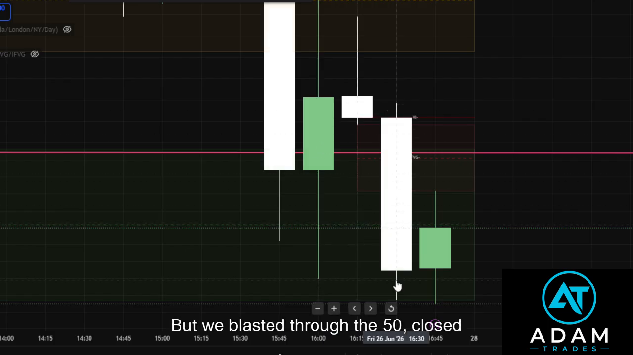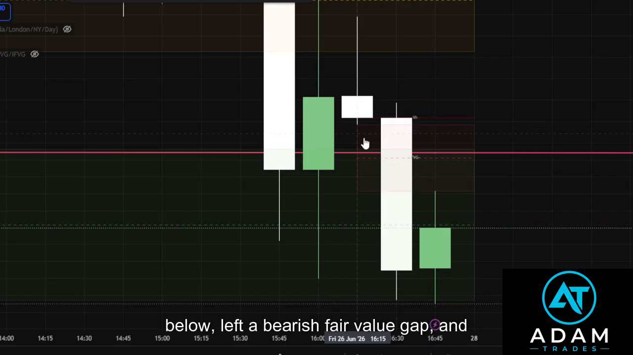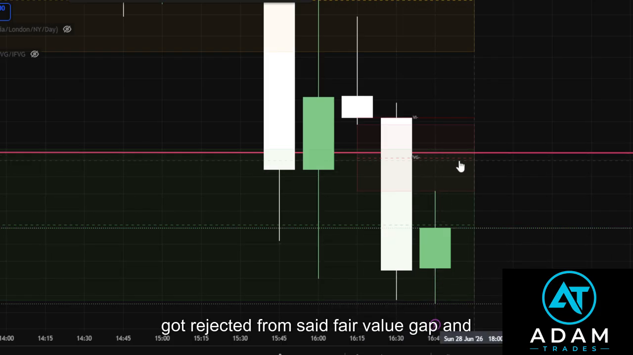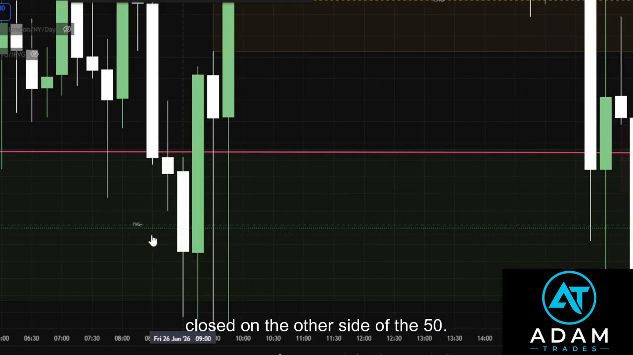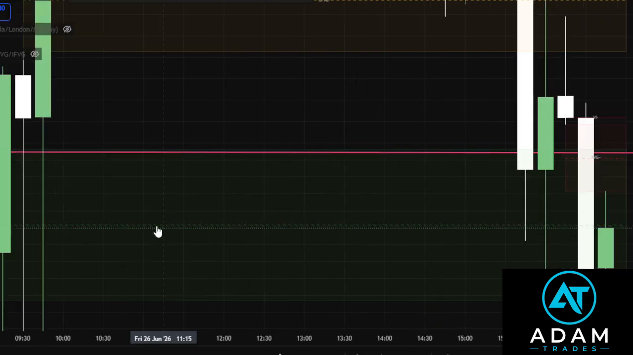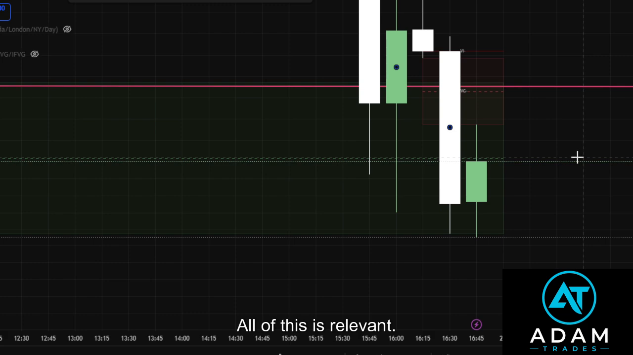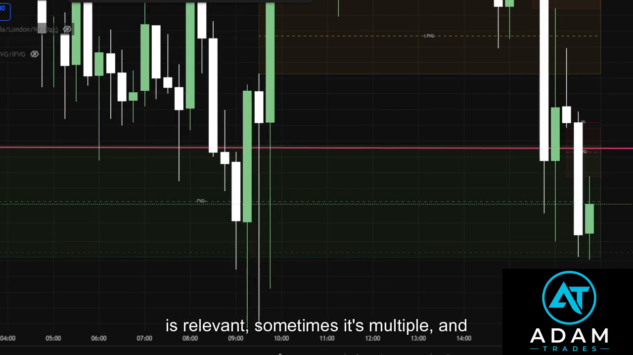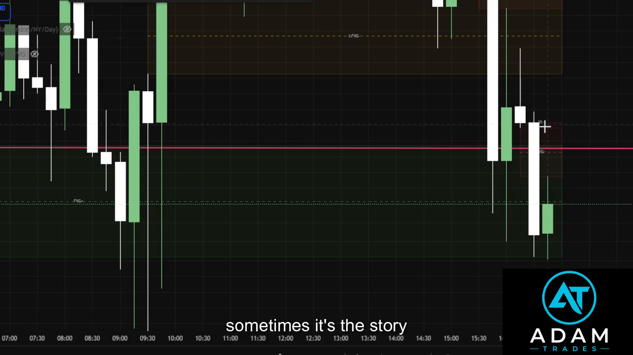But we blasted through the 50, closed below, left a bearish fair value gap, and on the following 15-minute candle, got rejected from said fair value gap and closed on the other side of the 50. All of this is relevant. It's not about what fair value gap is relevant. Sometimes it's multiple, and sometimes it's the story that they are telling you.